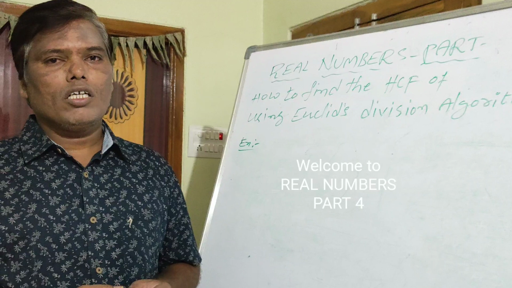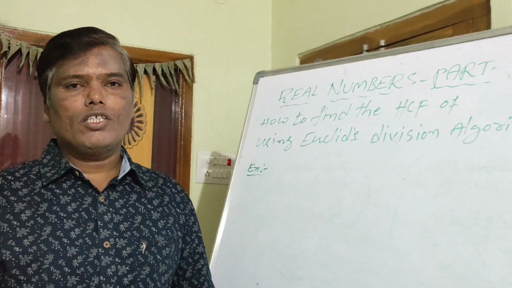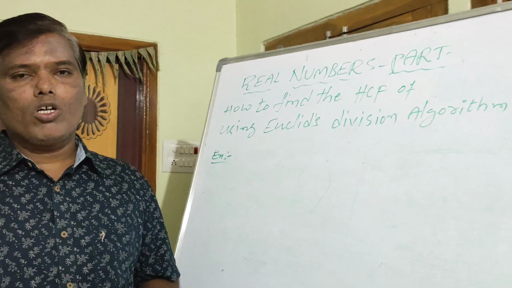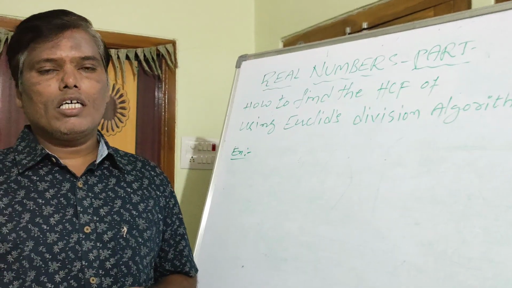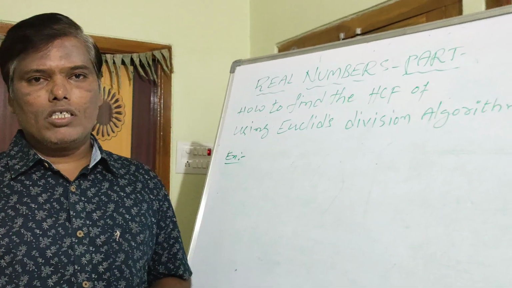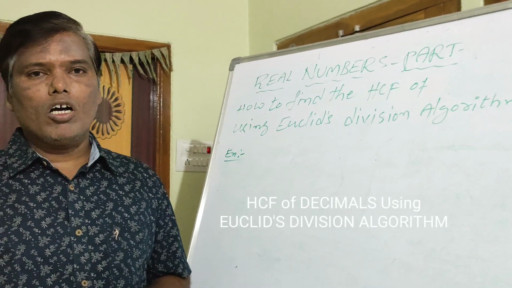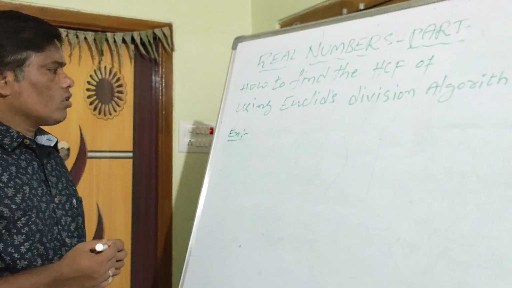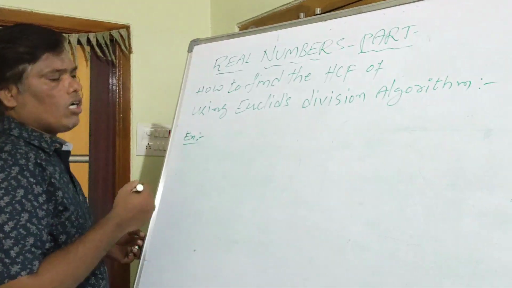So in Part 3, we learned how to find the HCF of fractions using Euclid's division algorithm. Now we are going to find the HCF of decimals using Euclid's division algorithm. Okay, let us take some examples. So let us see one example.